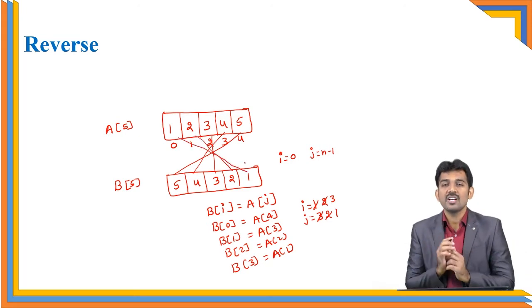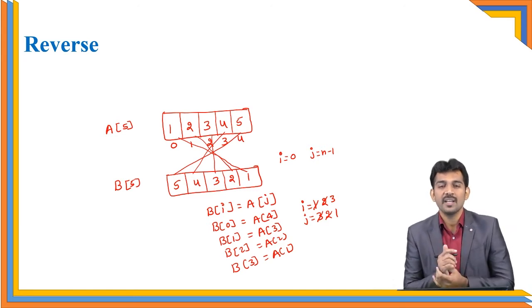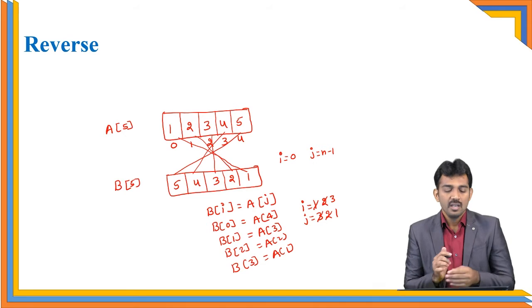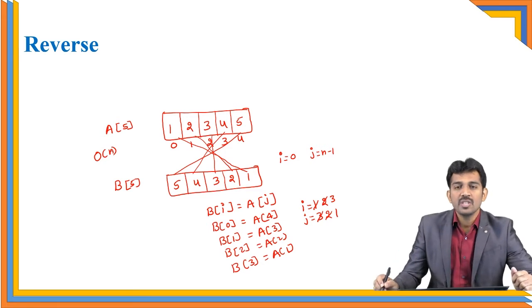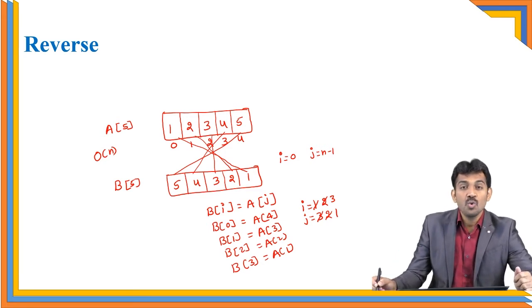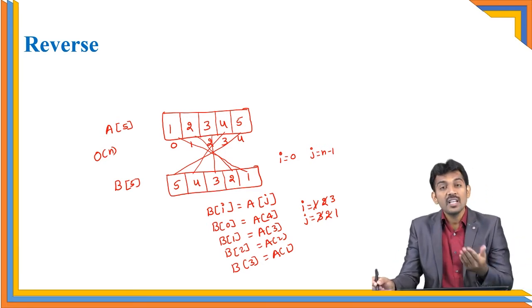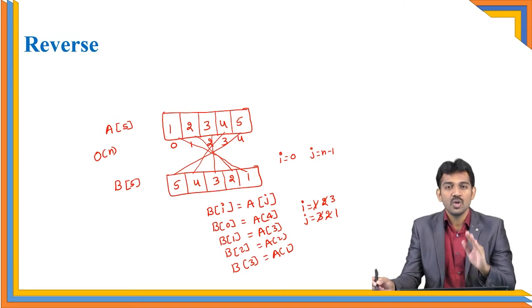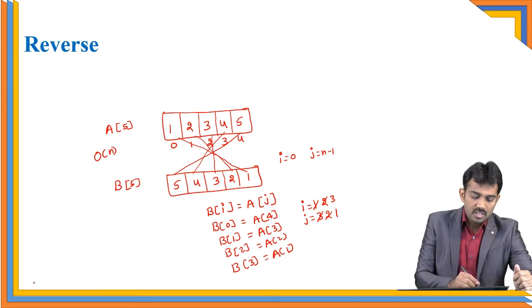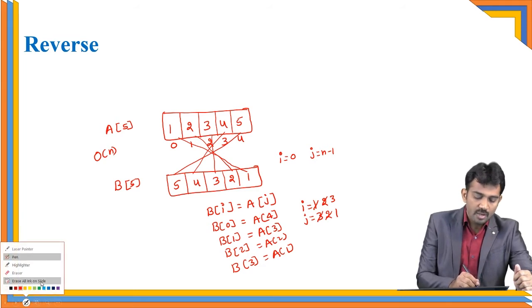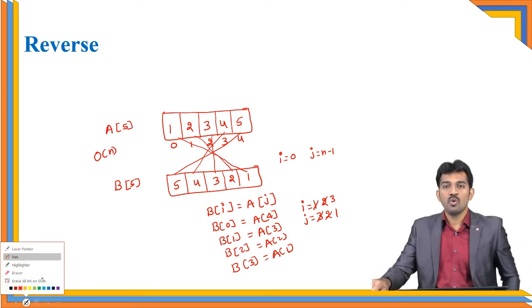This is using an extra array. If you use an extra array, the space complexity goes to big O of n extra. But sometimes in interviews or somewhere they may ask you to write a reverse array without using an extra array. So at that time, how to solve this problem? See, if you want to solve such kind of problem, first we are going to implement the code for this.